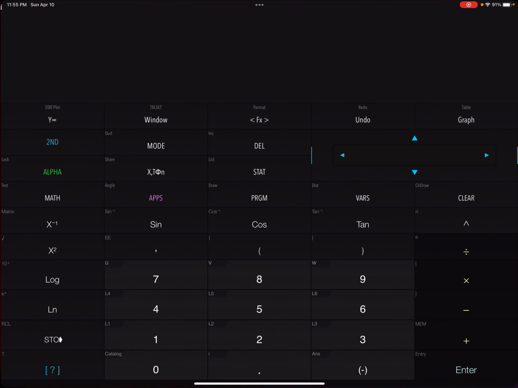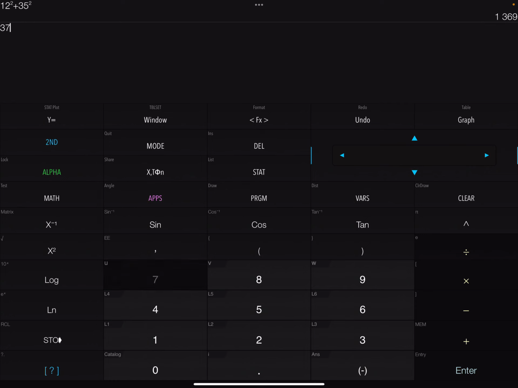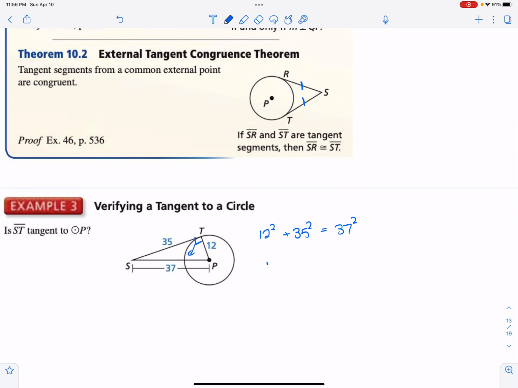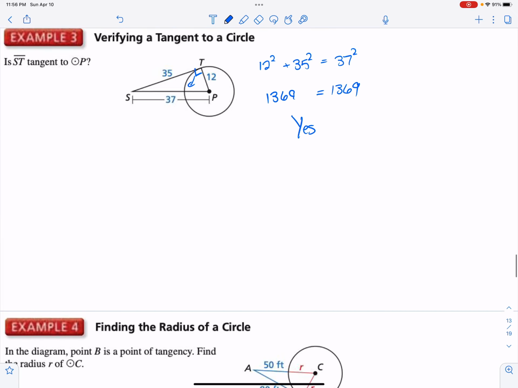So I can pull up my calculator here. 12 squared plus 35 squared, and I hit equals. And if that's the same thing as 37 squared, which it is, I can say yes, these are both 1369. I can say yes, that's a tangent line. So ST is a tangent line because that formed a right triangle, and this is a 90-degree angle. If that's not 90 degrees, your answer is no. If the Pythagorean theorem doesn't work, your answer is no.